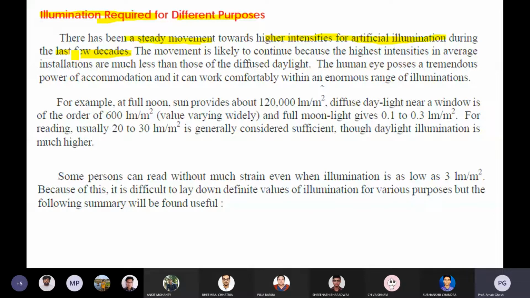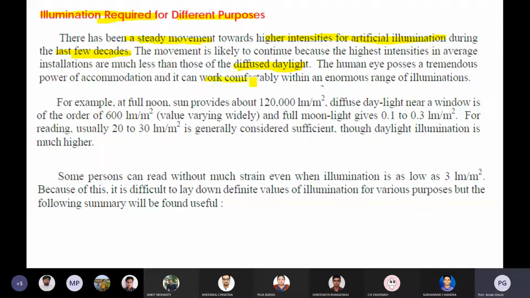The human eye possesses a tremendous power of accommodation, so it can see comfortably. The main important thing is to see comfortably within an enormous range of illuminations. That should be our target. For example, the sun provides 120,000 lumen per meter square. It's irradiance, 120,000 lumen per meter square.